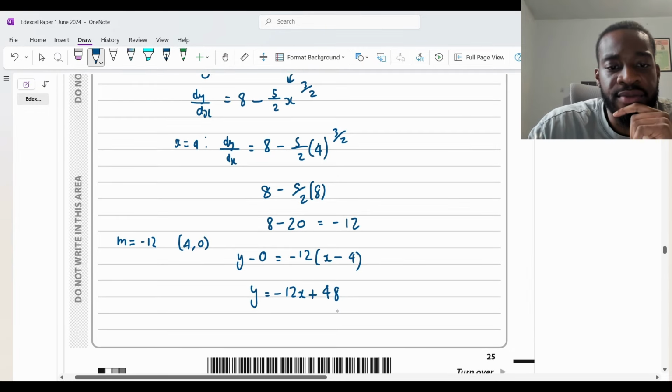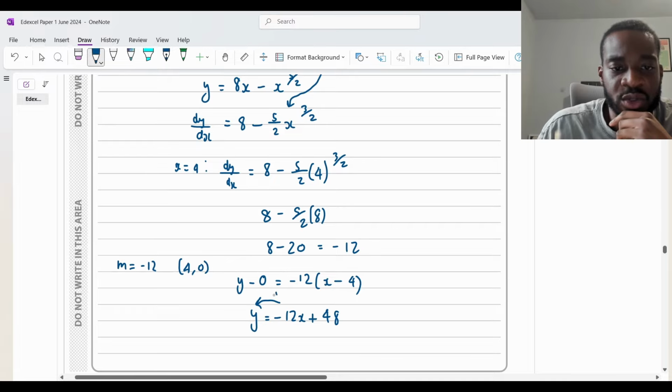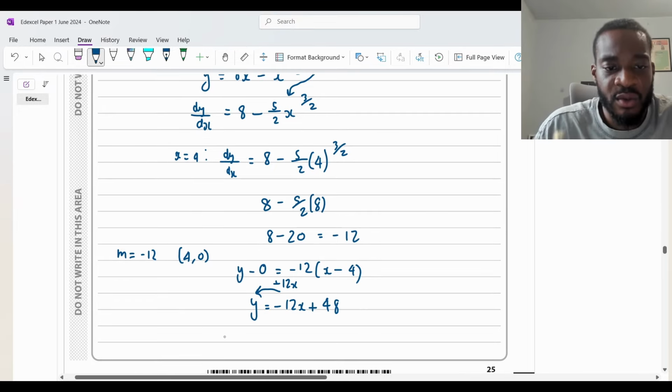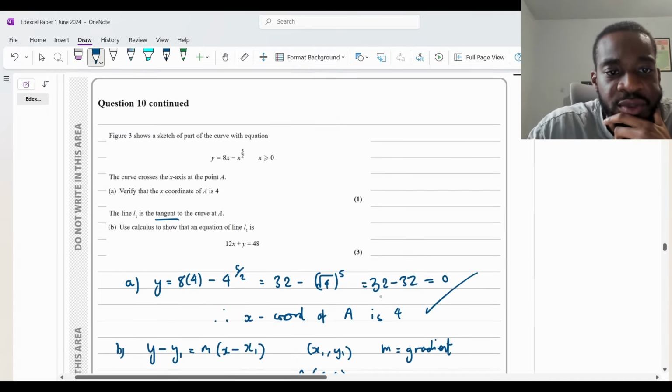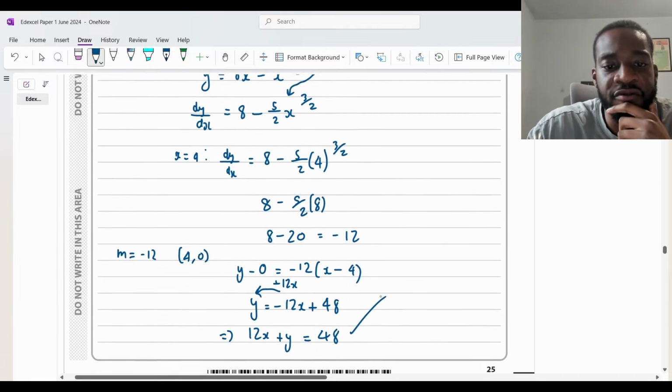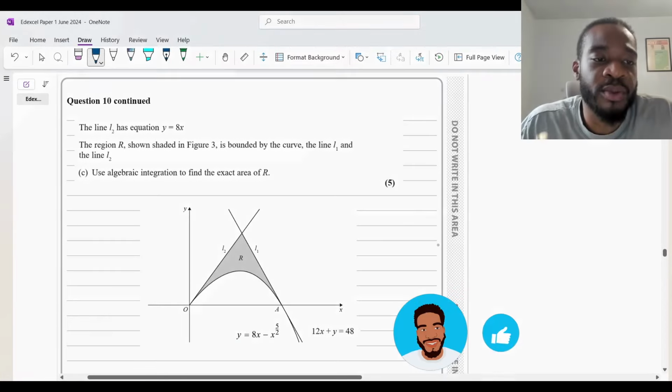So we move the minus 12x to the left, don't we? So add on 12x there, and then we get what they want. So 12x plus y is equal to 48. Let's just double check. Yeah, that's it. So that's it. 3 marks in the bag. Done. Okay, so part C.